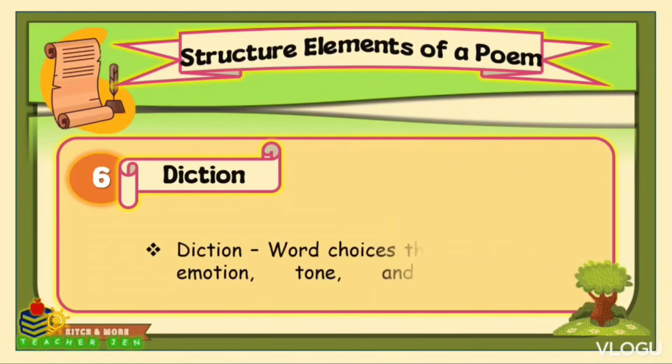Then, diction. It's the word choices that fit the emotion, tone, and theme. Every word matters. Diction is about picking just the right words, simple or grand, harsh or soft, to match the poem's feeling, tone, and message. One powerful word can change everything.